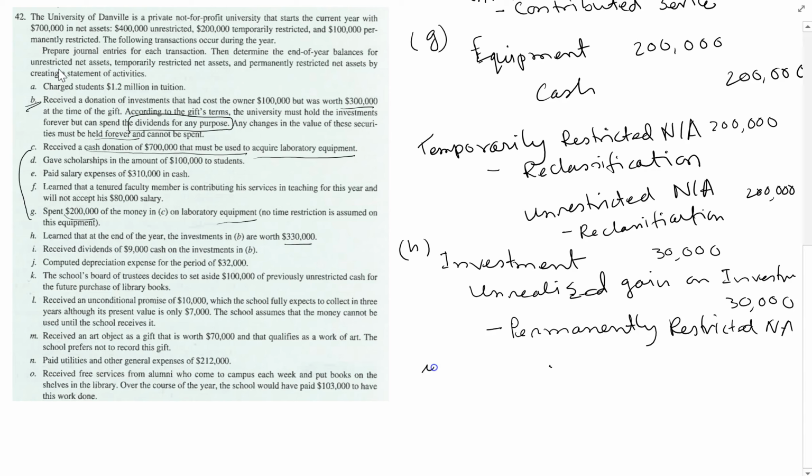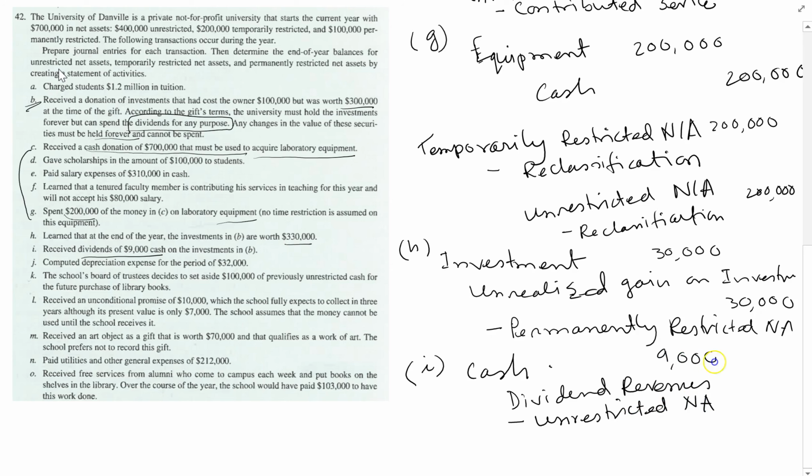So now if I do number I entry, they are receiving here dividend, cash dividend, so cash will be debited. And here dividend revenues will be credited. And we will consider it as a part of our unrestricted net assets. So we also need to record that one. That means the university can use this dividend for any purposes, and the amount is $9,000.